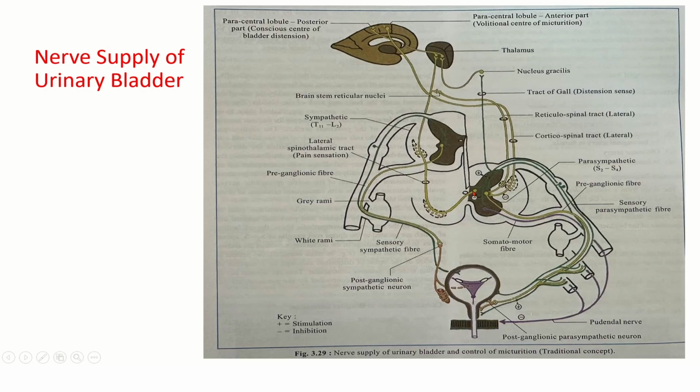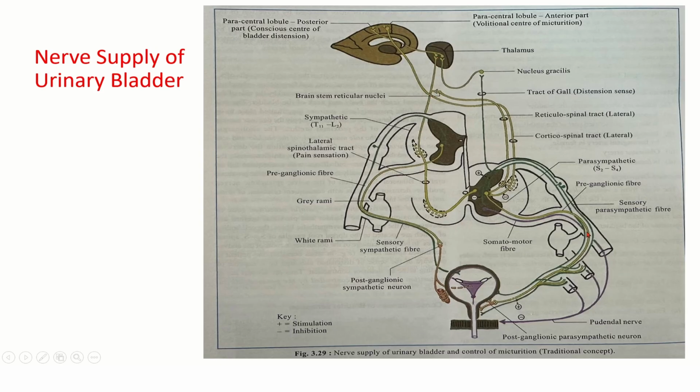Now from here, what is happening? They pass successively through the contralateral lateral spinothalamic tract. You can see here, this is the lateral spinothalamic tract. It is going to the thalamus.